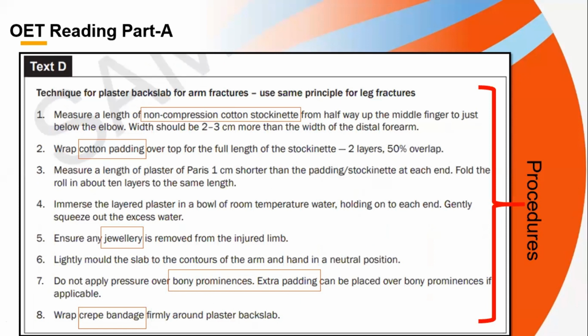Followed by text D. In text D, these are the techniques for the plaster backslab. In this part, you can see the procedures or techniques that have been mentioned for the plaster backslab. There are 8 steps in that. So the first one is the non-compression stockinette.